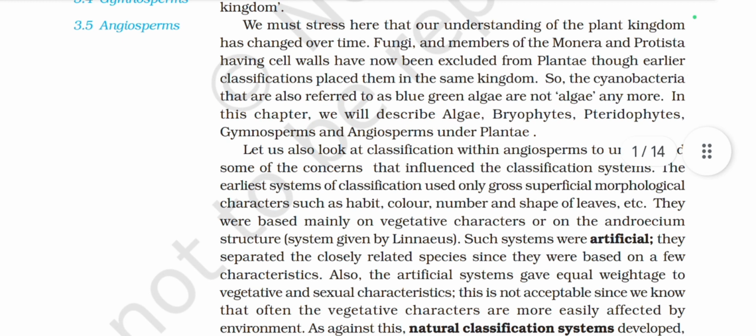Let us look at the classification within angiosperms to understand some of the concerns that influenced the classification systems. The earliest classification used only gross superficial morphological characters such as habit, color, number, and shape of leaves, etc. They were based mainly on vegetative characters or on the androecium structure given by Linnaeus. Such systems were artificial, that is, they separated closely related species since they were based on a few characteristics. Also, the artificial system gave equal weightage to vegetative and sexual characteristics. This is not acceptable since we know that often the vegetative characters are more easily affected by environment.